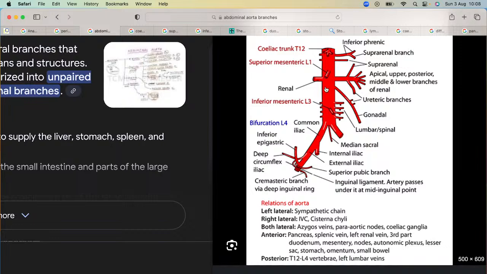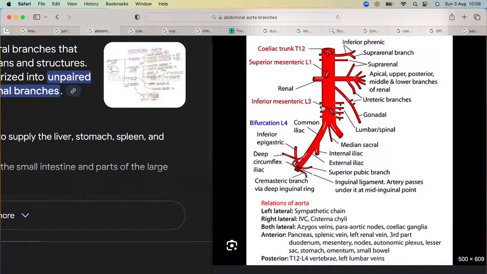Then moving further down, we have the branches for the ureter, so the ureteric branches, and we have the gonadal branches. Now obviously you have to mention here the differences between male and female. So in female we'll have the ovarian artery, in males we have the testicular arteries. Okay, so there's a difference that you need to keep in mind. So obviously, to keep it gender neutral here, the gonadal artery.